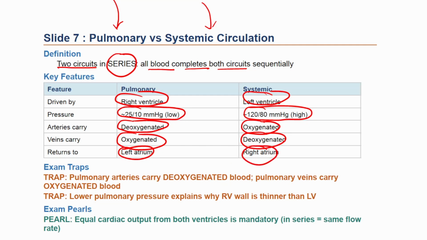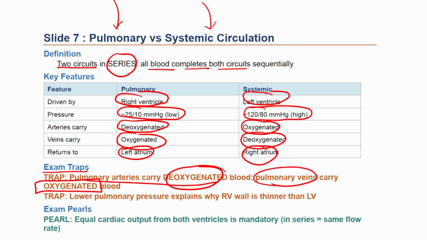And as usual, pay critical attention to these high-yield exam traps to protect your score. A standard trap is designing a question that states that all arteries carry oxygenated blood. Remember the explicit rule highlighted on slide 7. Pulmonary arteries carry deoxygenated blood, while pulmonary veins carry oxygenated blood, entirely reversing the classic systemic pattern.